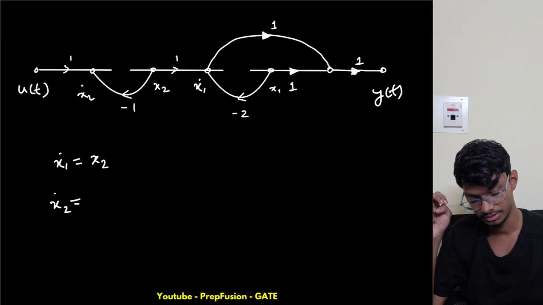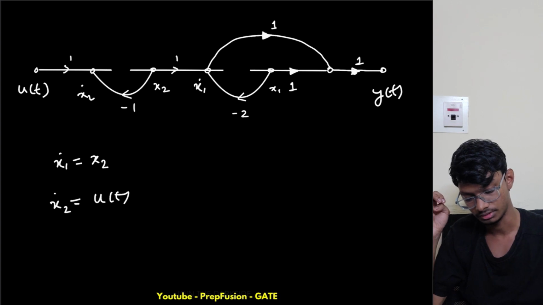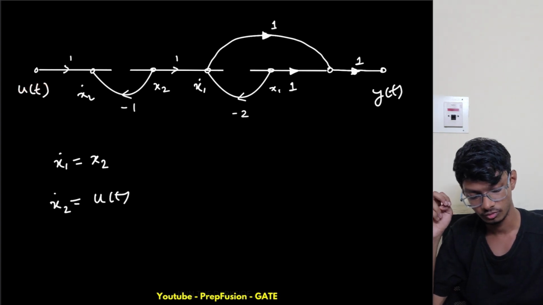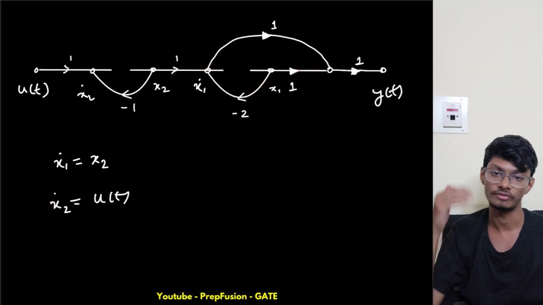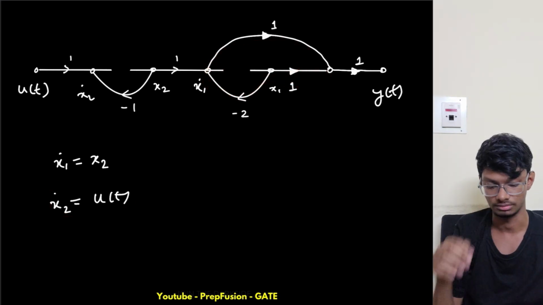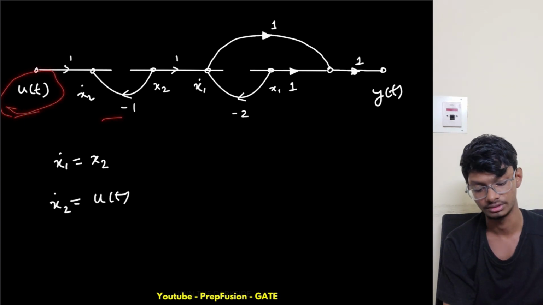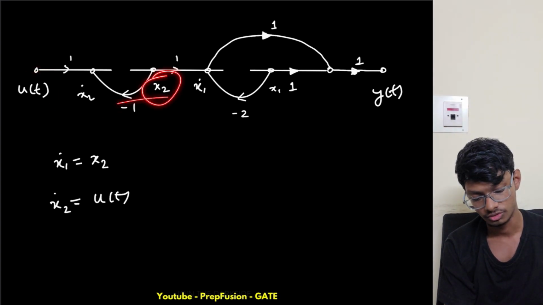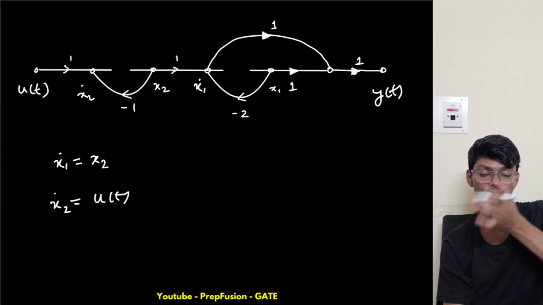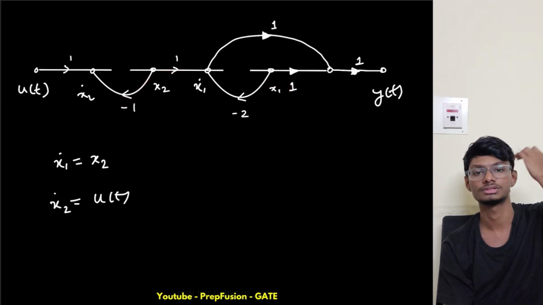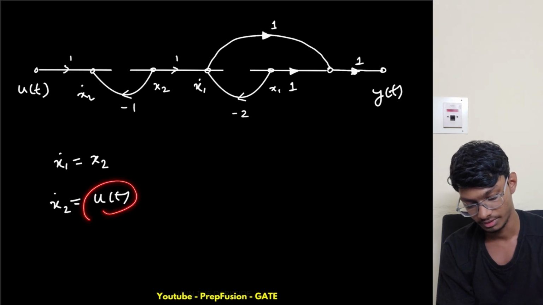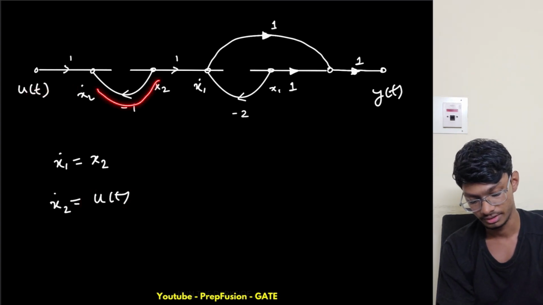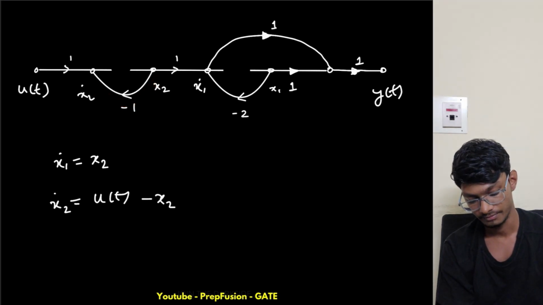x2 dot equals to basically u of t is coming here, okay, and we have no loops, right? We have no loops, that's why I'm writing simply like this. If we had loops here, I would have to use Mason's gain again for individual inputs, for u of t, then for x2 of t, then for x1 of t, as I was solving during the start of this chapter, right? Like that, okay.